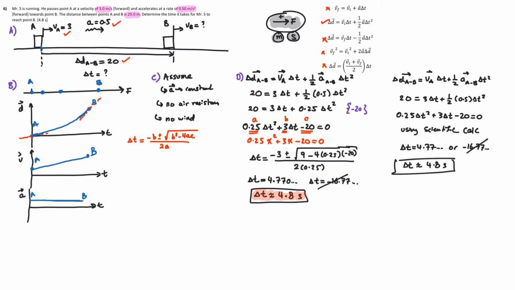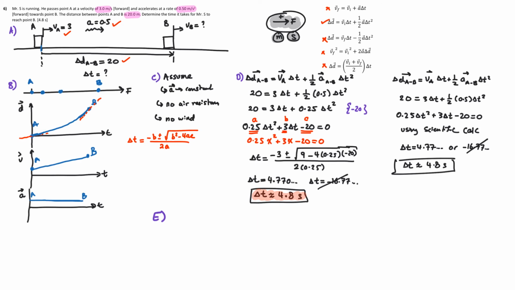Is it reasonable for this to happen? Well, let's see. So part E. Mr. S is initially running at 3 meters per second. That's an okay speed. When we're talking 30 meters per second, that is approximately 100 kilometers per hour. So 3 meters per second, divide that by 10, is approximately 10 kilometers per hour. That's not bad. That's a good running speed, and you can speed up, and it takes approximately 4.8 seconds to travel 20 meters here while accelerating. So that does make sense.